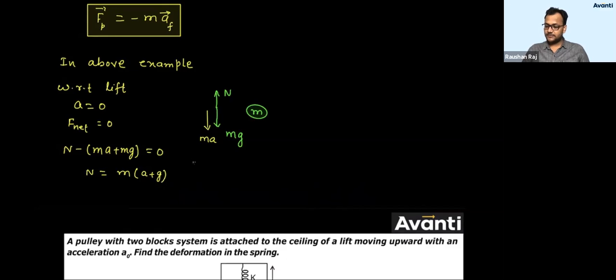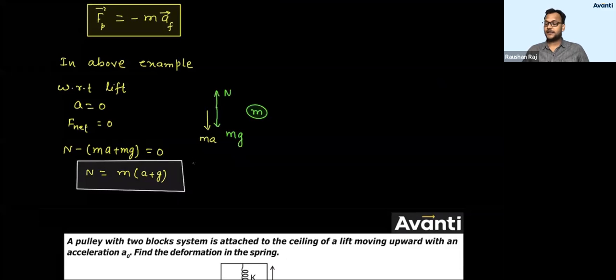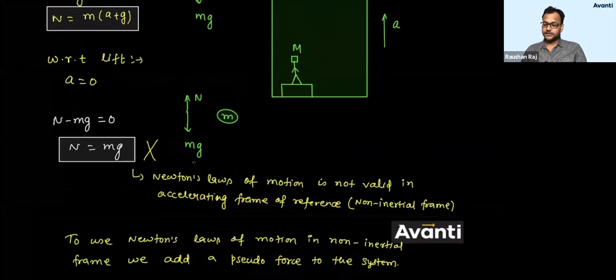Guys, did we get the same answer as we got when the reference frame was not accelerating? Did we get the same? N is equal to m into (a plus g). Same answer.